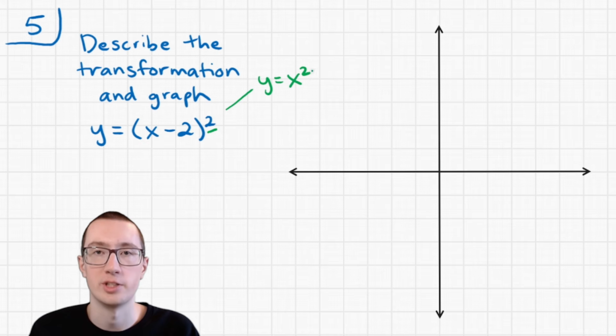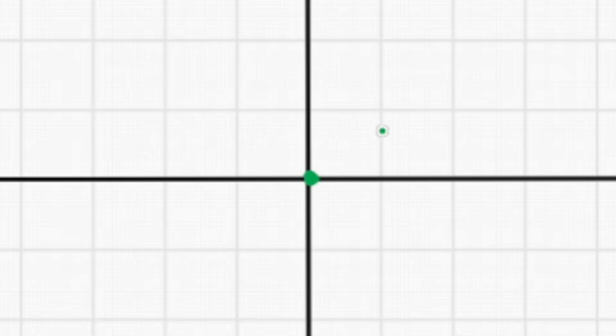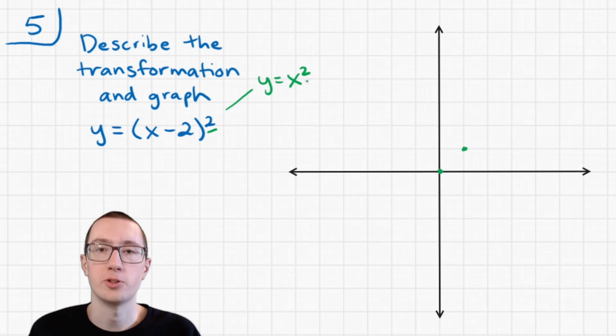So if x is 0, 0 squared is 0, right? Now let's say you put in 1 for x. If you put in 1, you would get out 1 squared, which is 1, because 1 times 1 is 1. So when you go 1 to the right, you go 1 up. And then finally, if you go 2 to the right, you will get 2 squared. 2 times 2 is 4. So when you go 2 to the right, you go 4 up. So we'll go right here.